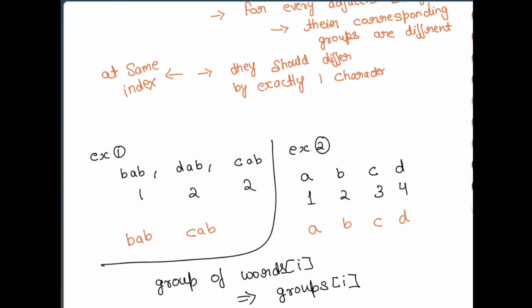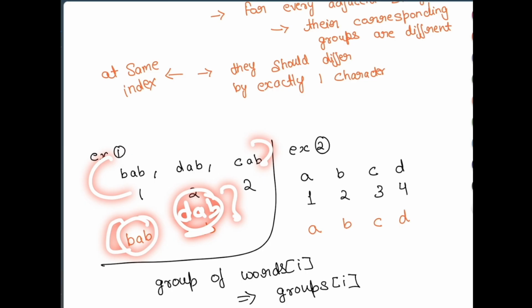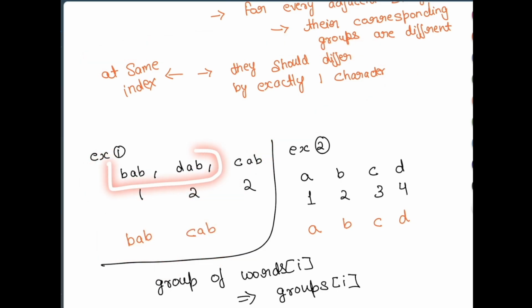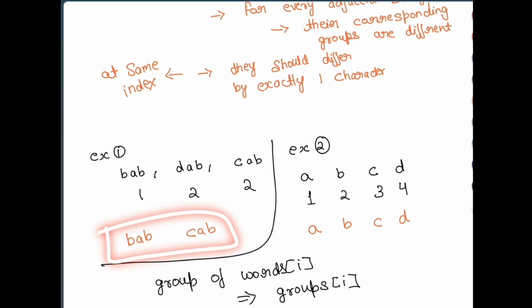So in this case, again, let us try to understand it. BAB and DAB can be the answer. So instead of this, you can say DAB, and this is valid because they both are from the strings array. They both have the same length, 3 and 3. They are adjacent, but their groups are different. And there is another point which we will come on, but for now let us understand that either this can be the answer or BAB and CAB can be the answer.